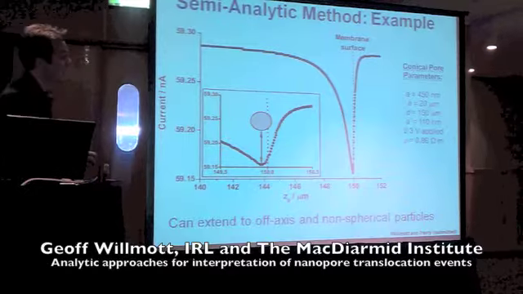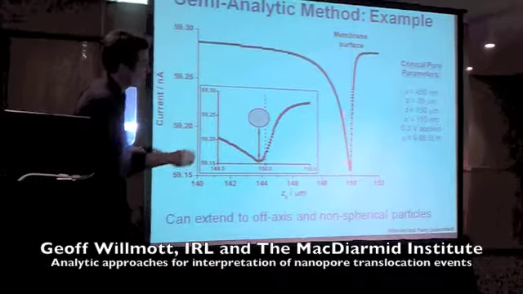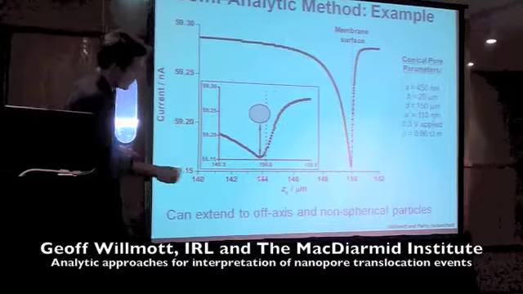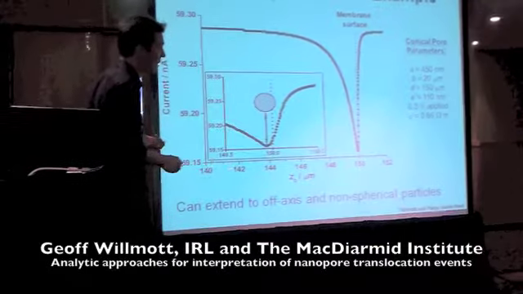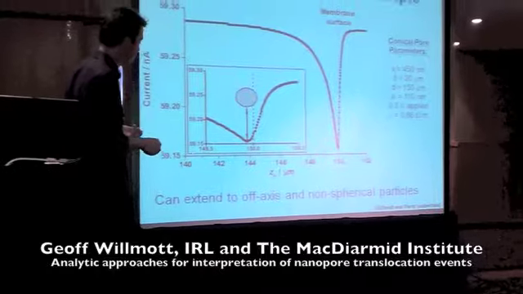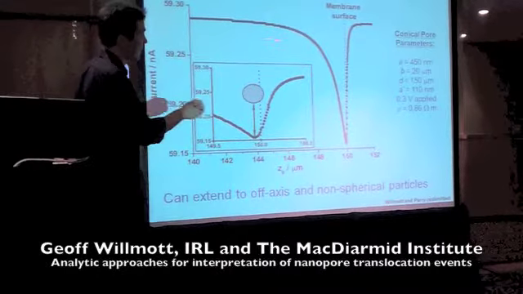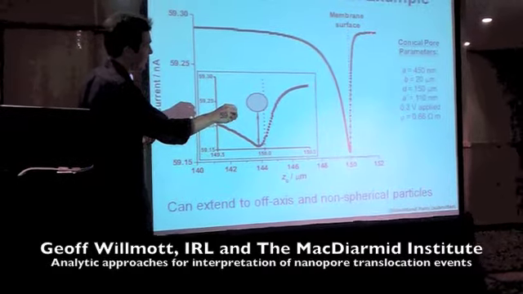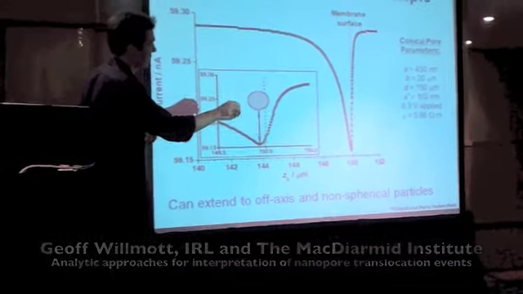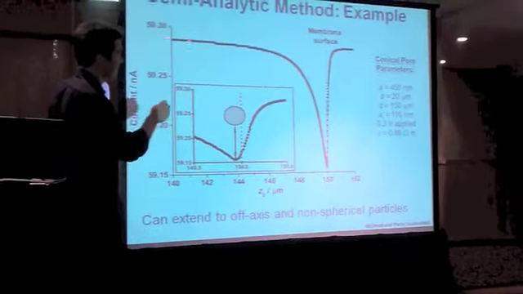This is the data you get when you're trying to figure out what the resistance change is. In this example, the membrane surface is at 150 microns. And this axis is the position of the center of a sphere, a 110 nanometer sphere. And then this axis is the current. So what you see when you're beyond the membrane surface is zero change in current, and then a rise back up to where you're not really affecting the current anymore.